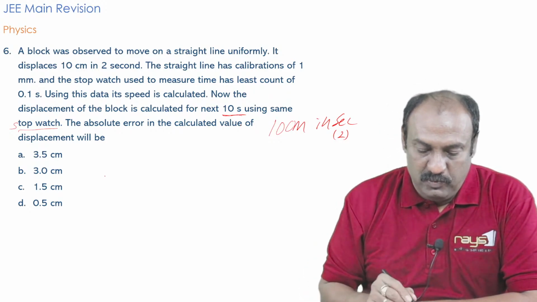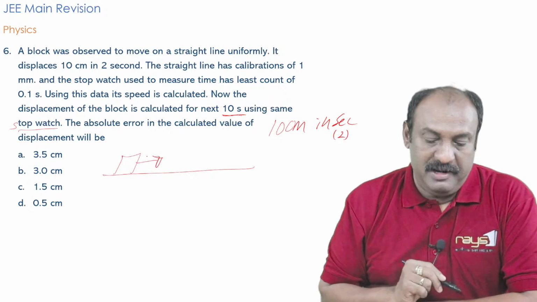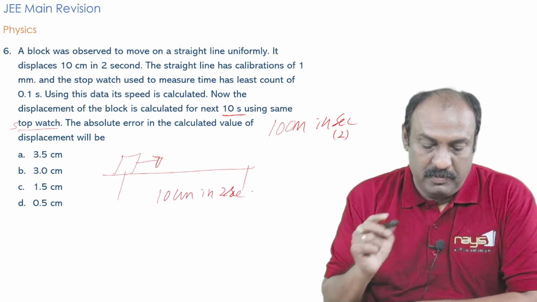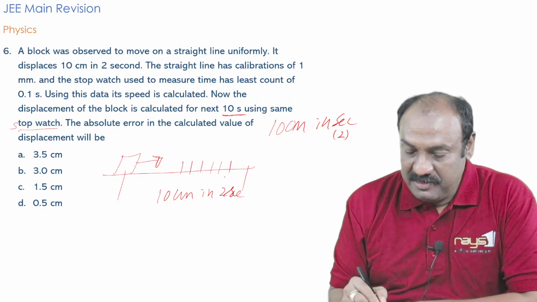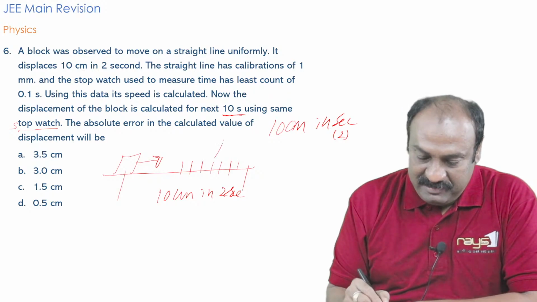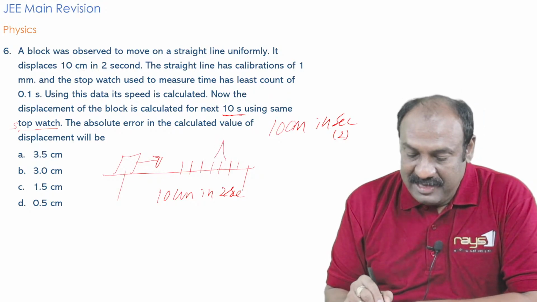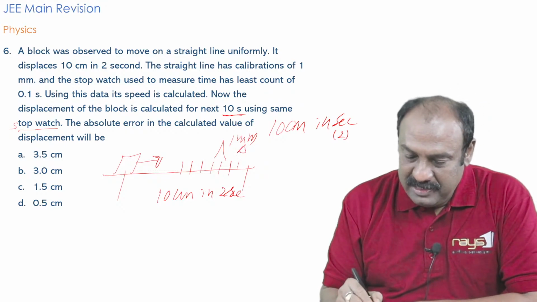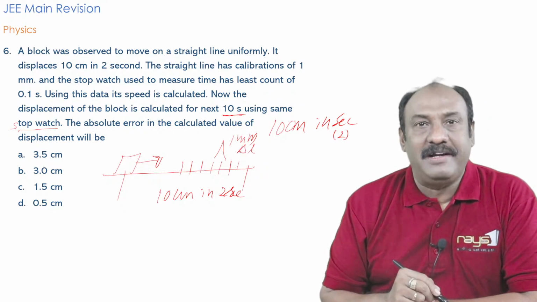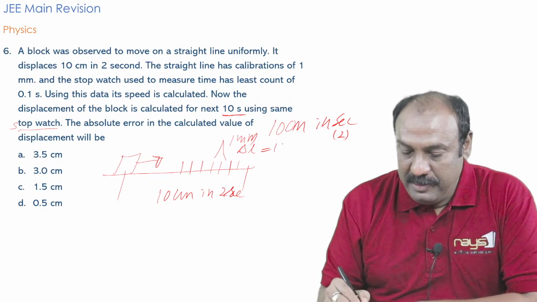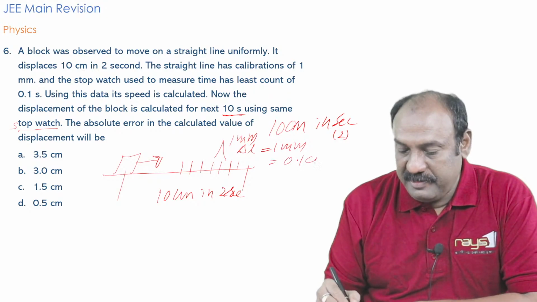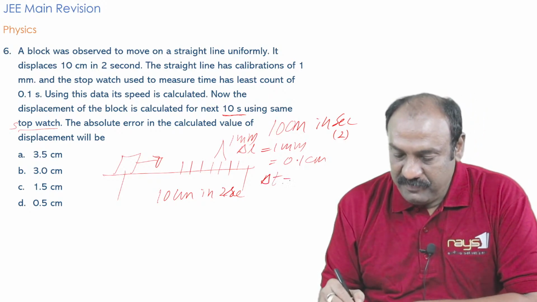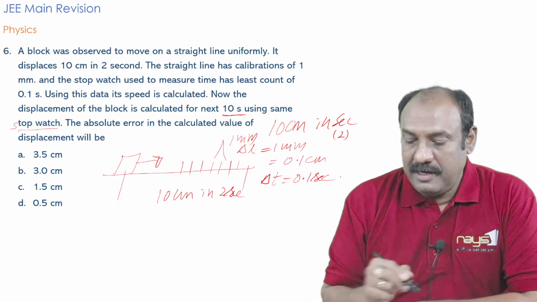So a block was observed to move along a straight line uniformly. It covers 10 centimeter in 2 seconds. The straight line has calibration, the least length of measurement of the straight line. On the straight line, this calibration has the least value of 1 millimeter. That is indirectly delta L given. The least measurable value of length is 1 millimeter, that is 0.1 centimeter. That is delta L. And the least count of time is given as 0.1 second, so delta T is 0.1 second.